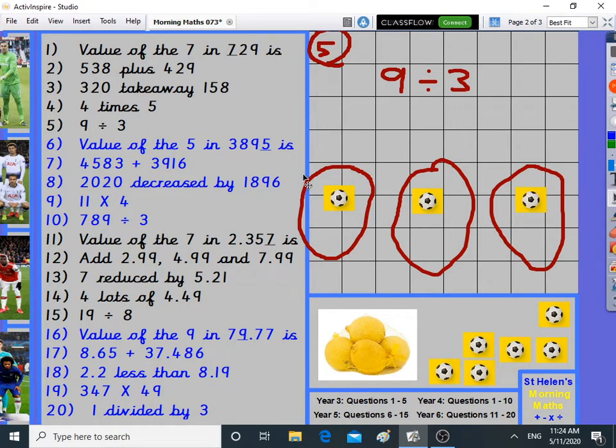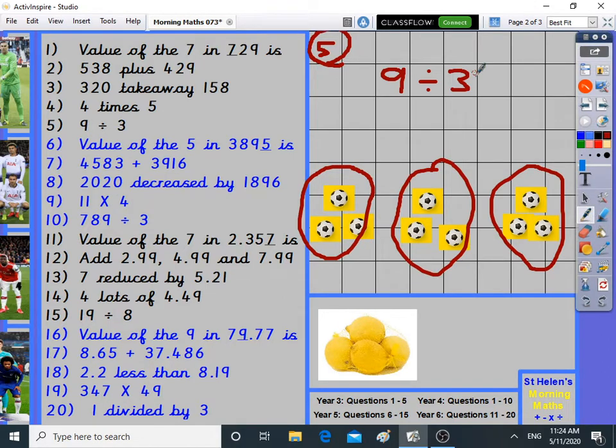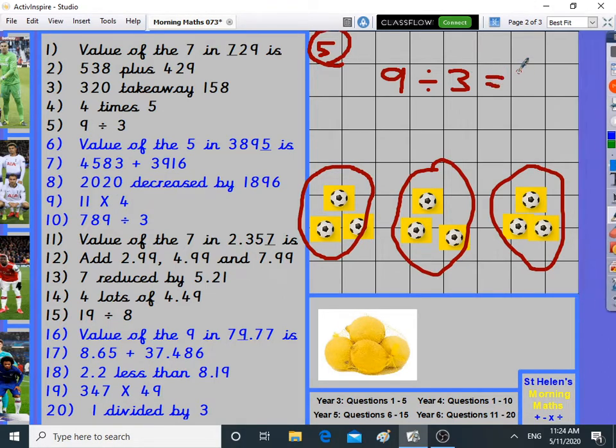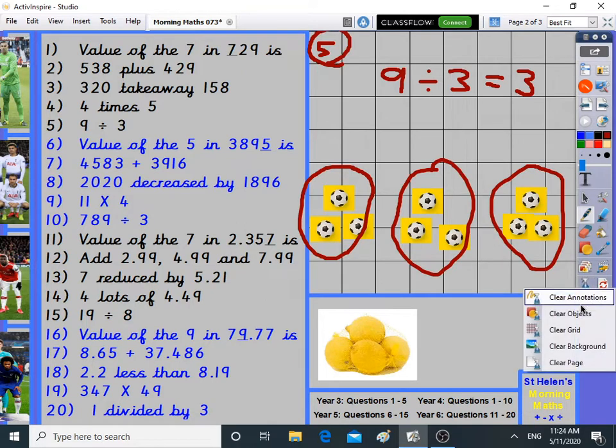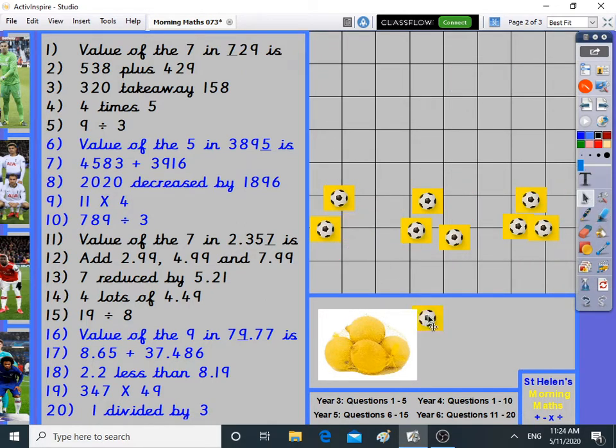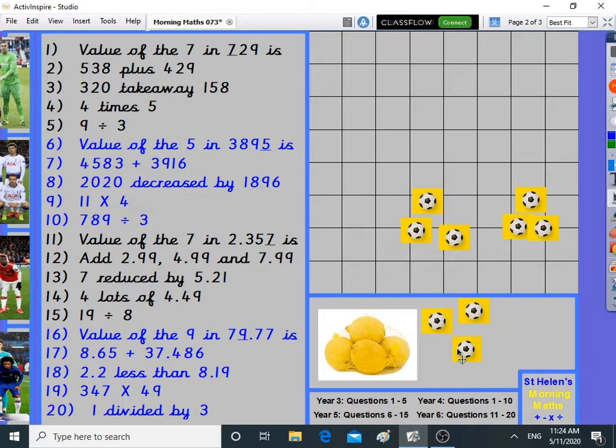We all know division is sharing, isn't it? Fair sharing. 1 for you, 1 for you, and so on. What's the answer? How many in each sack? It's 3. 9 divided by 3 equals 3. So if you have 9 footballs and you shared them into 3 bags, there would be 3 footballs in each bag. Let's move on to the year 4 level work. Put the footballs back. And we'll be on question 6 next.